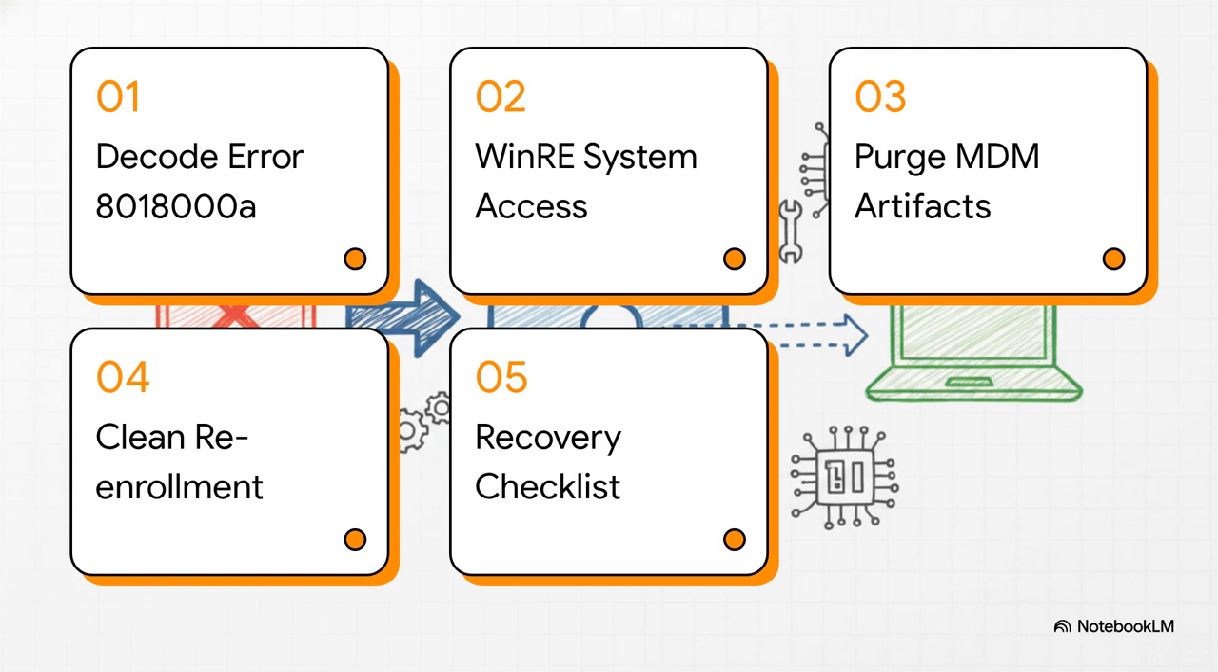Here's our mission briefing for today. First, we're decoding error 8018000A. Second, getting WinRE and system access. Third, purging stale MDM artifacts. Fourth, verifying a clean Entra re-enrollment. And finally, fifth, running through the recovery workflow checklist.